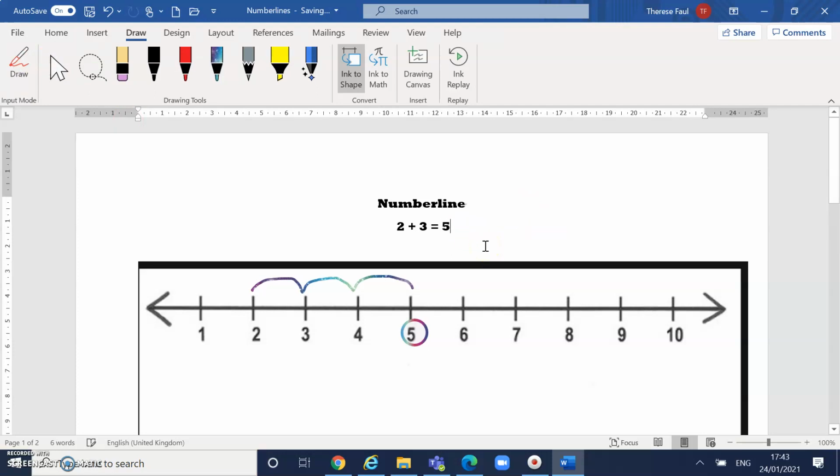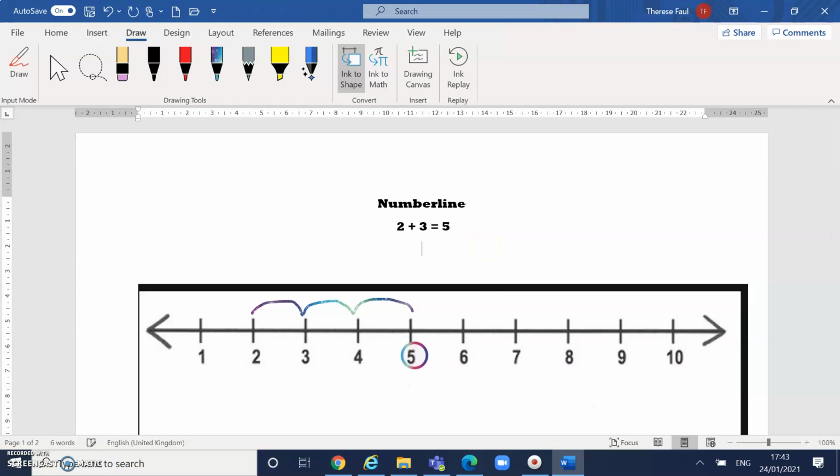Now, let's take another example. This time, let's say it's a subtraction sum. Okay, so let's say we've got 9 minus 7. Okay, so again, we all know the answer to that, but how do we do it? Find out the answer using the number line.